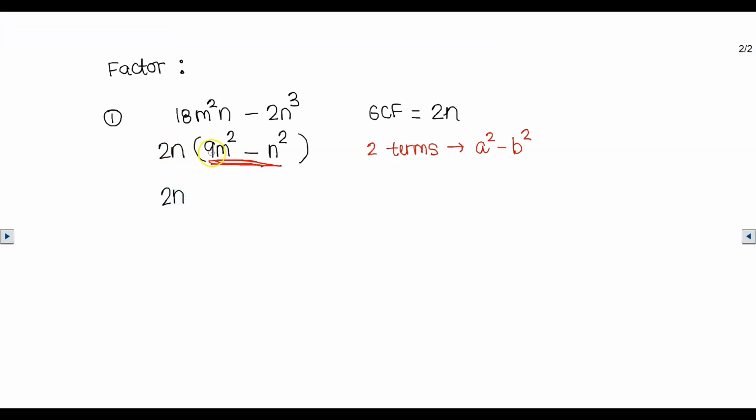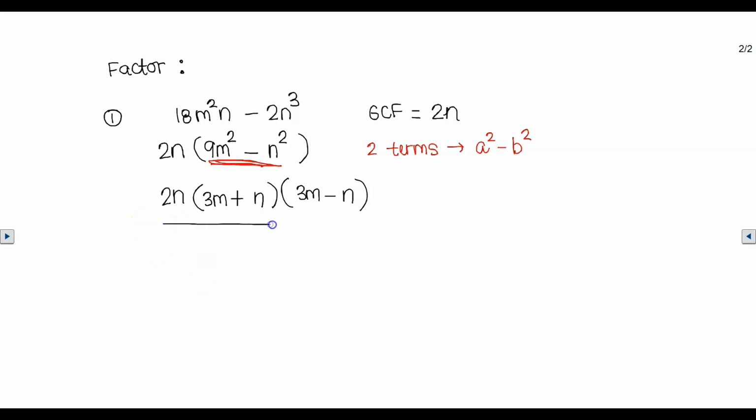Can't lose him. And then for 9m squared minus n squared, I'm going to put 2 sets of parentheses because I'm going to use my difference of squares method. All right, what can you multiply times itself to get 9m squared? You can do 3m times 3m. And then what can we multiply times itself to get n squared? That, of course, would be n times n. And we know in that difference of squares pattern that one of these is a plus and the other is a minus every single time.